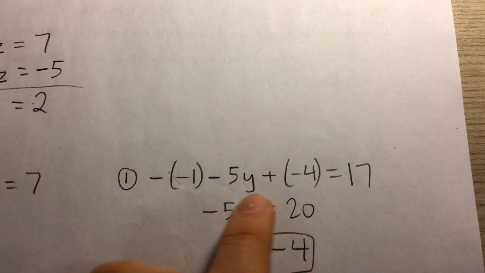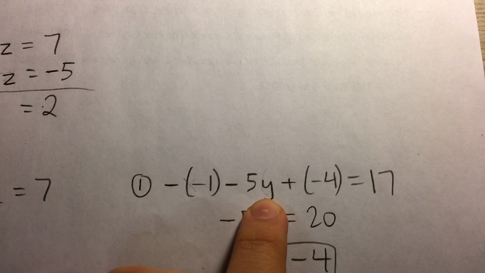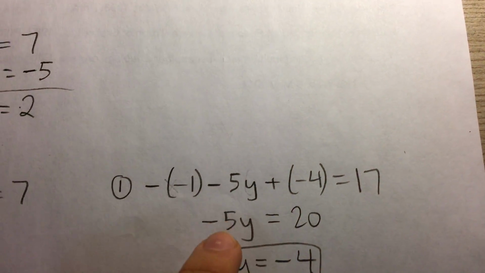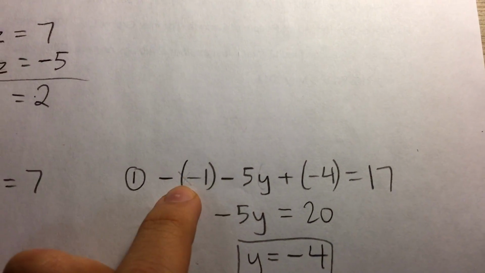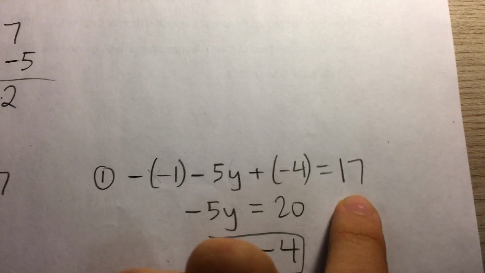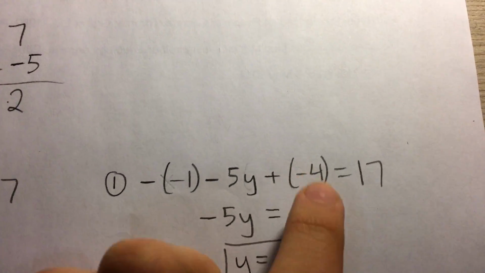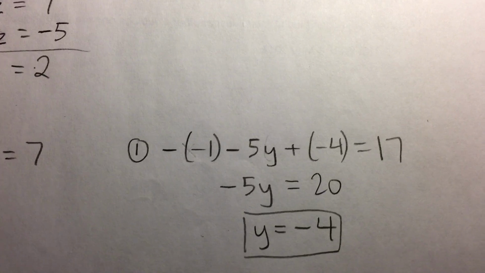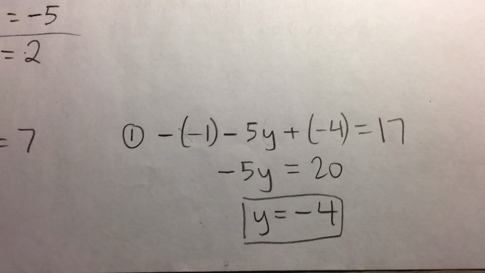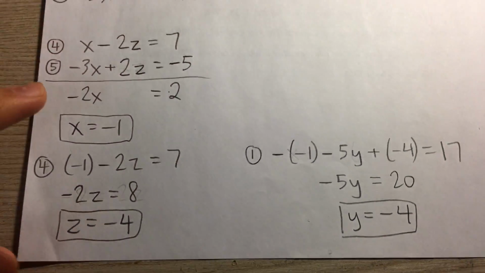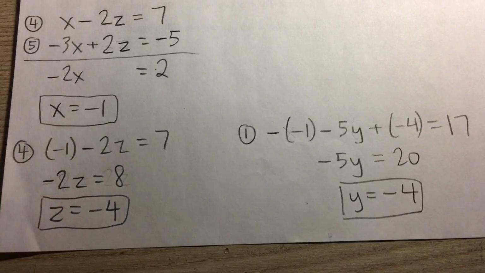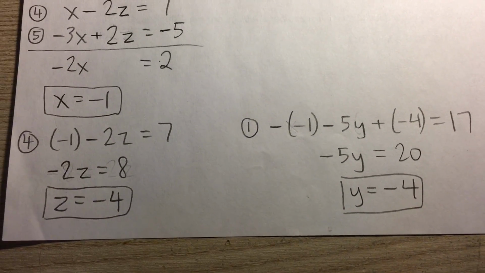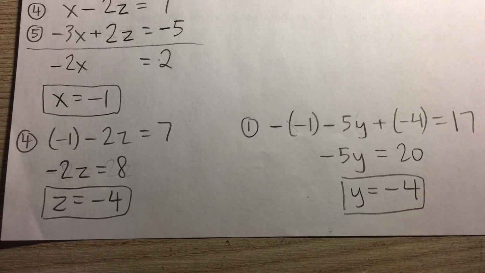And now you can see here, we have y all by itself, and we have a bunch of numbers, so we can solve for y. So here that's positive 1, subtract 1 from both sides, I get 16, but then add 4, and I get 20. And now all I do is divide by negative 5, and I get y is equal to negative 4. And so these are my three solutions. X is negative 1, y is negative 4, and z is negative 4 as well.